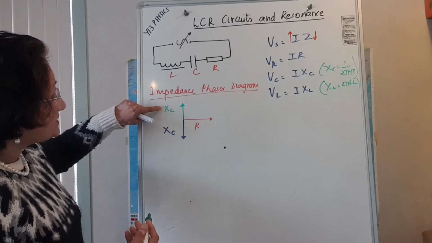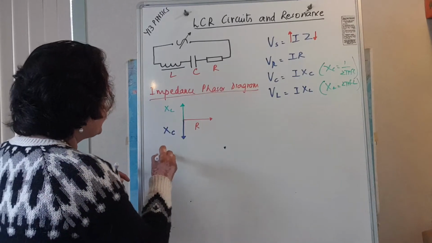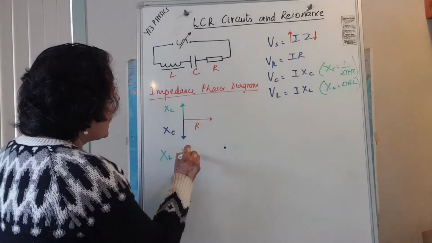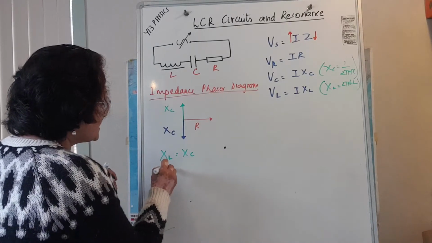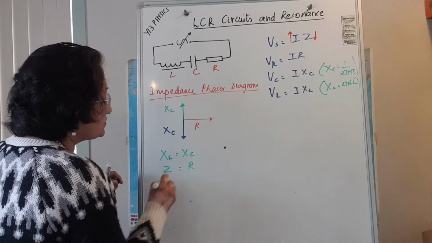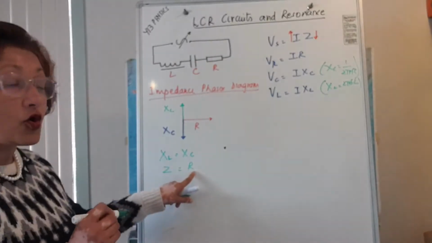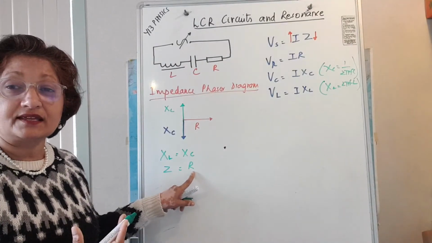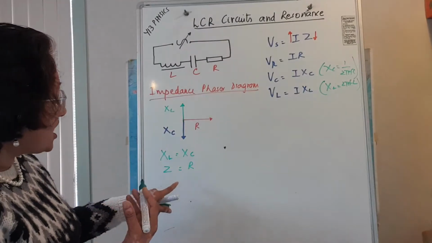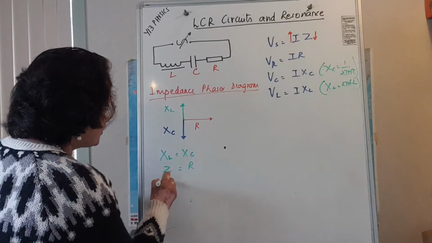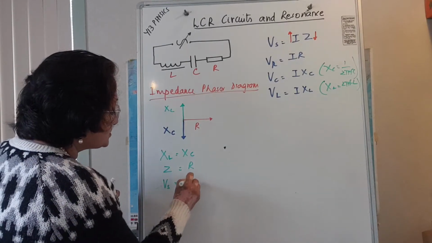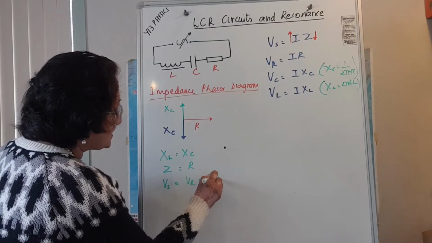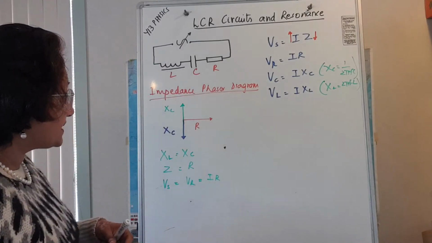But if X_L equals X_C, then what happens is that your impedance becomes equal to resistance, and that is the only thing that's going to impede the circuit current. And so your V_s becomes equal to V_R, which is I times R, and you're going to get a big current.